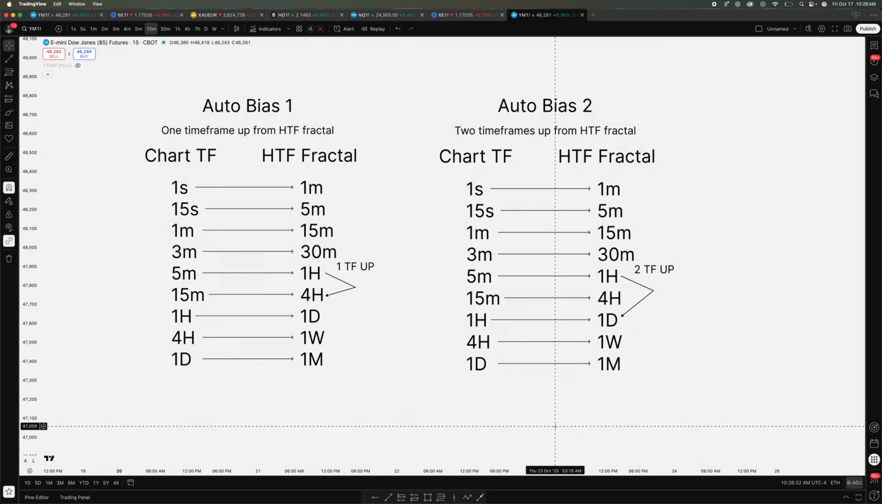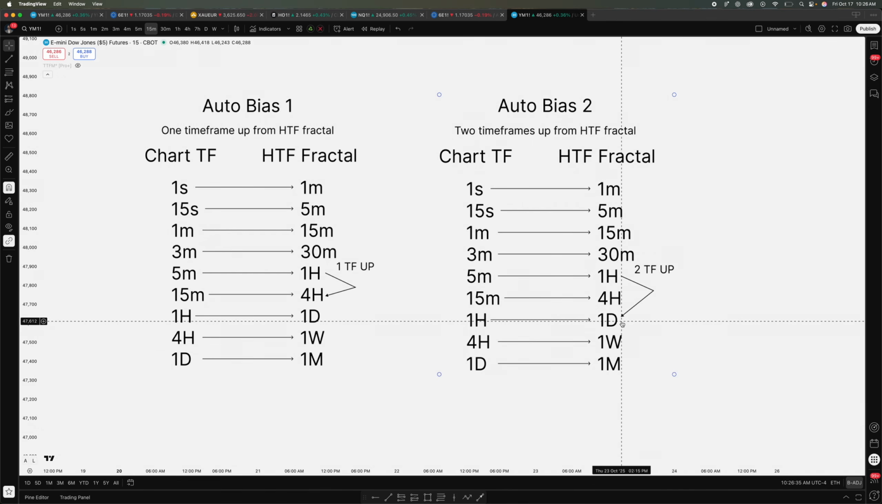So what exactly does that mean? Well, in Auto Bias 2, if you're on a 5-minute chart, the indicator will only print 1 hour, 5-minute fractal models that are in line with the daily bias, meaning that we should be in either a C3 or C4 candle on the daily. If we're not in one of those two candles, this will not print on the charts. You will see a neutral bias.